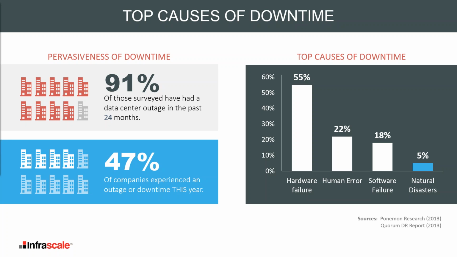Okay. Now, on the right, you're seeing the top causes of downtime. Again, not surprisingly, we know that hardware failure and human error account for over 3/4 of all downtime, but then natural disasters account for less than 5%. But still, we want to look at both micro and macro disasters when we're talking about disaster recovery and when we're talking about business continuity. We need to keep both the micro and macro side in mind.